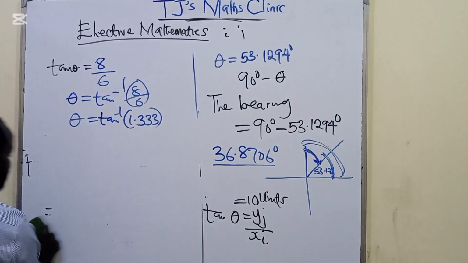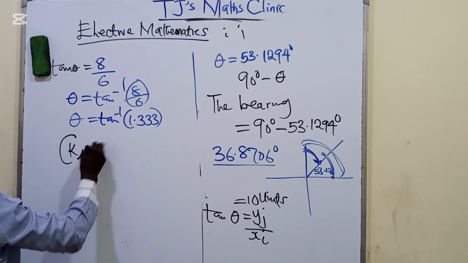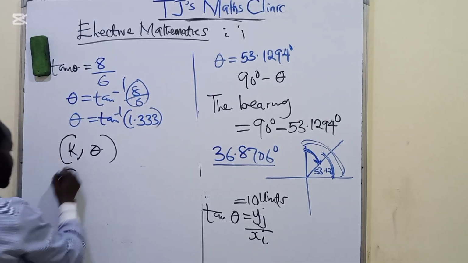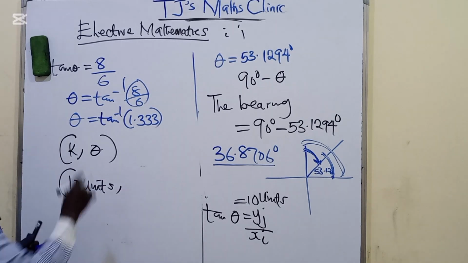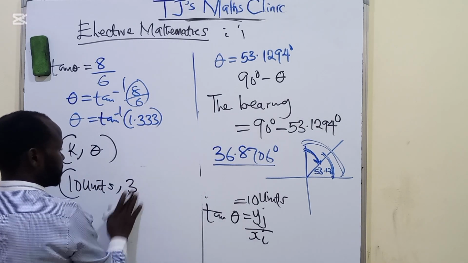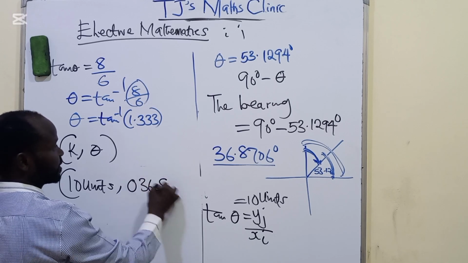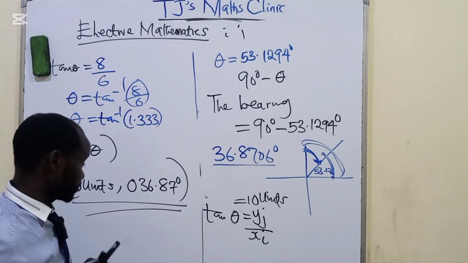And finally, we can write this. We are asked to find (k, theta). Finally, (k, theta) will be: our k, which is the magnitude, is 10 units, comma, the theta, which is the bearing, is 36. Let's write it in 3-digit bearing. That will be 036.87 degrees. So this will be the solution to this question.